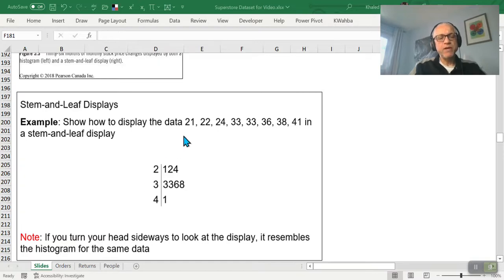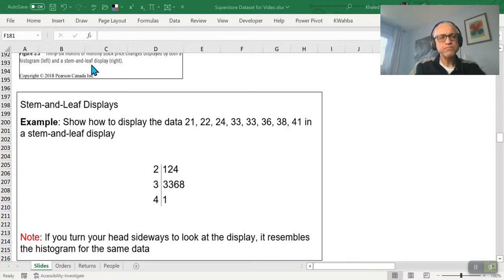So imagine you have data like this: 21, 22, irrespective of what it means. The first step you need to do in order to construct a stem and leaf is to sort the data in ascending order, starting with the lowest up to the highest. If your data is shuffled and randomly collected, you need to sort it from minimum to maximum, as you see in front of you.